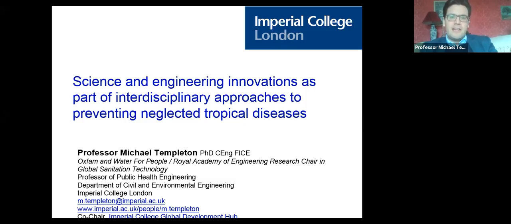And sadly, for a lot of neglected tropical diseases around the world, there are no vaccines. So the importance of preventing infection is even higher for some of these diseases. And sadly, a lot of people in low-income countries aren't able to do so currently. So I'll be approaching this from the standpoint of a civil engineer who's interested in water and sanitation, but I'll be showing how other disciplines have contributed to this research also.